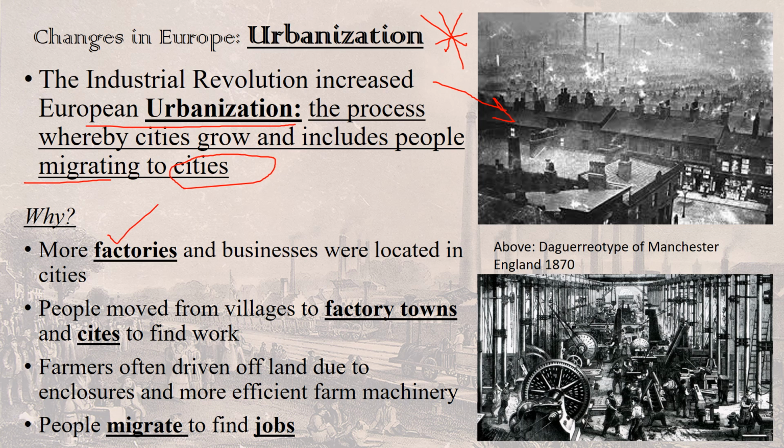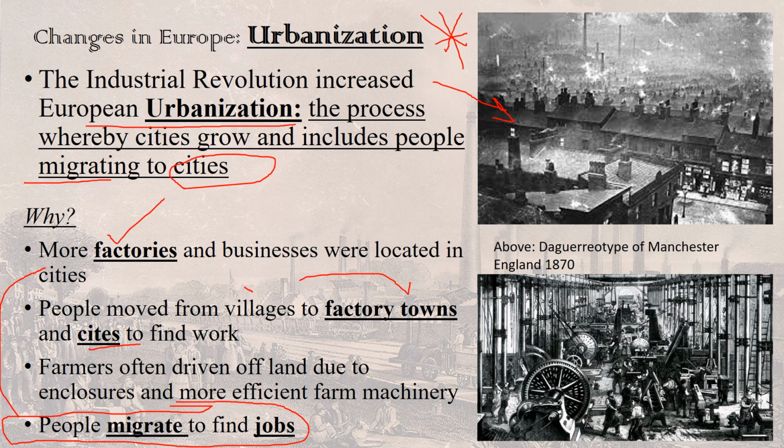Why? This is where the jobs were. Really, this is what you have to know. People migrate to find jobs so they can feed their families and not die and do all this fun stuff like living and feeding your children. So people are moving from these farming villages to the factory towns, to the cities to find work.